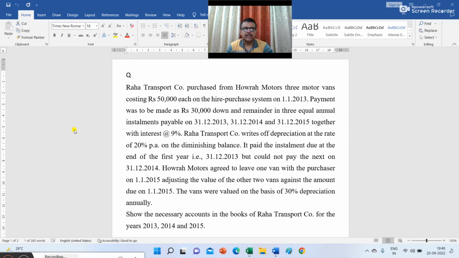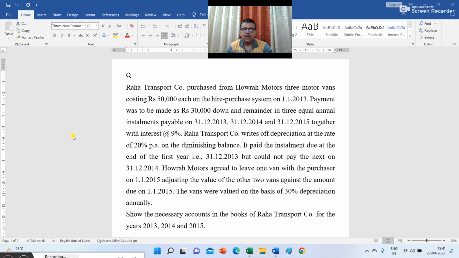Raha Transport Company purchased from Howrah Motors 3 motor vans costing rupees 50,000 each on the hire purchase system on 1st January 2013. Payment was to be made as rupees 30,000 down and remainder in 3 equal installments payable on 31st December 2013, 31st December 2014 and 31st December 2015, together with interest at the rate of 9%.